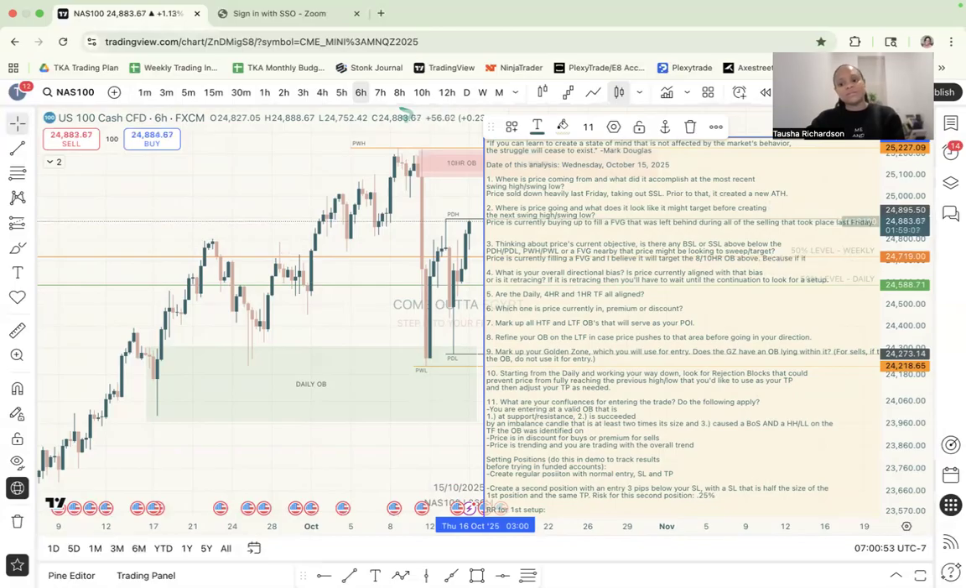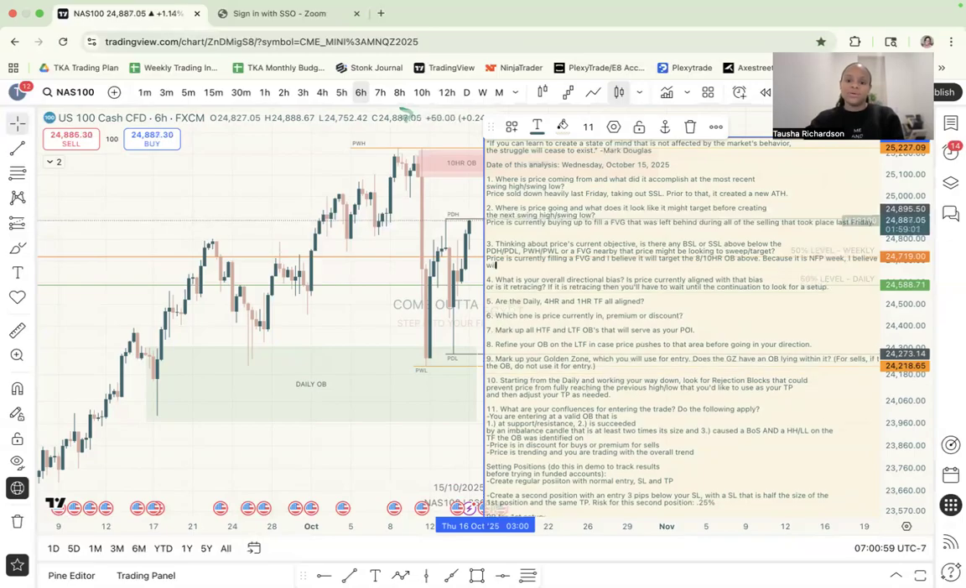Because it is NFP week, I believe it will sweep last week's high before selling down, even if only temporary. Okay, so that's just kind of what I see. Does that mean it's actually going to happen? No, but that's what it looks like to me.